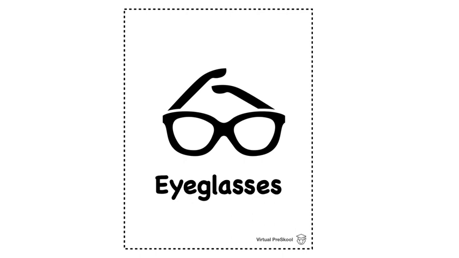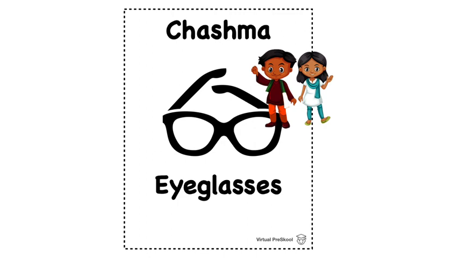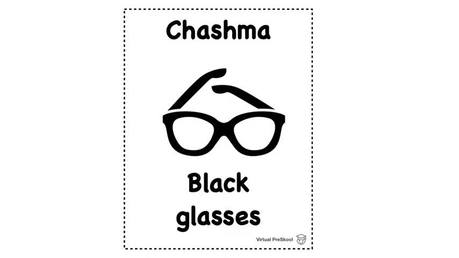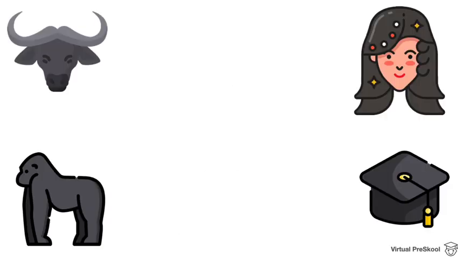Let's look at an example. Eyeglasses in Hindi are called chashma. The word chashma ends with an A sound. So are chashma pull or stri? They are pull because they end with an A sound. But now, what if we want to add the word black to say black glasses? Well, now this is where we're going to combine our nouns with our color words.